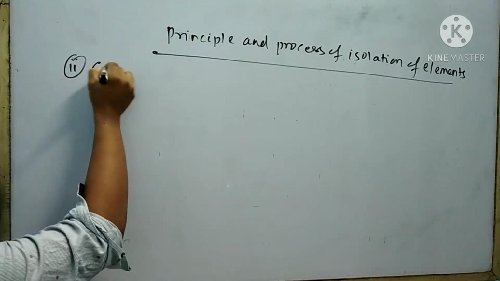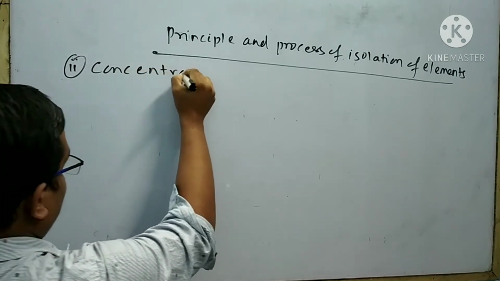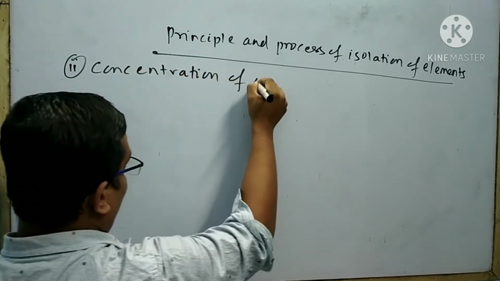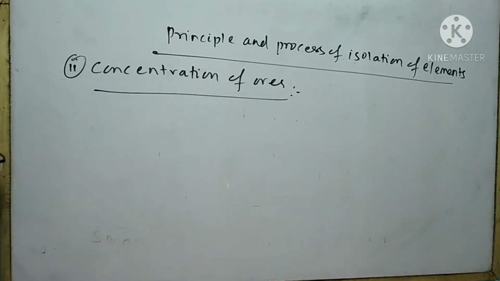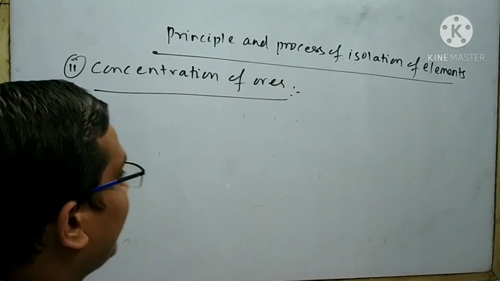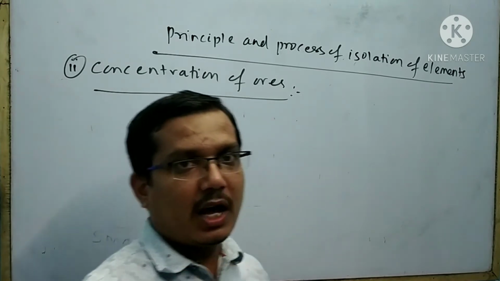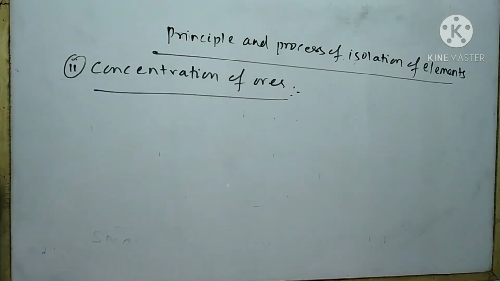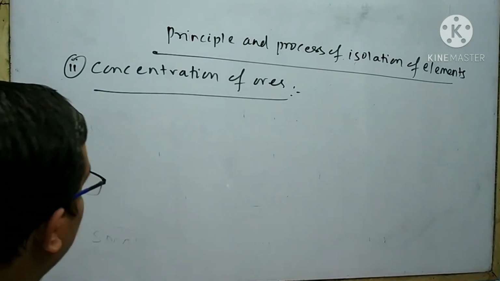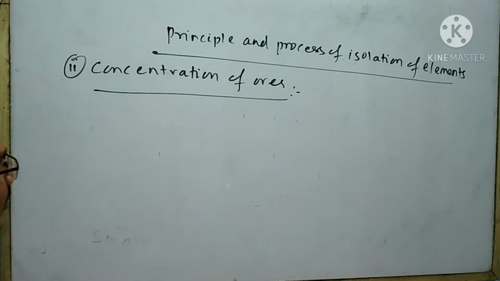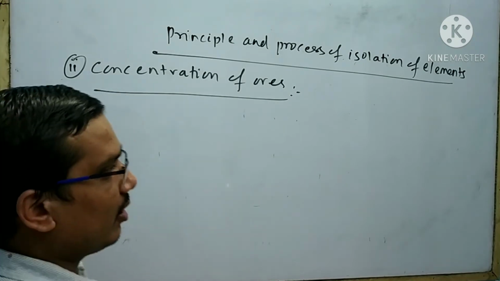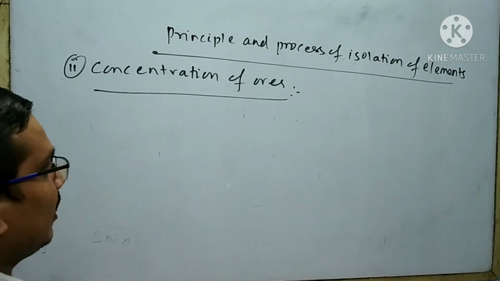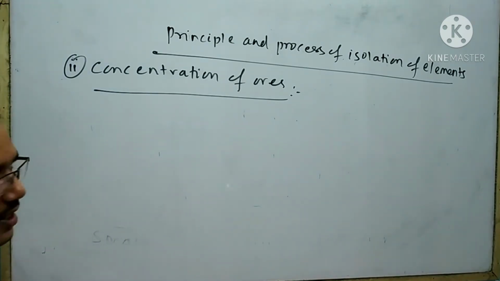Next I will explain about the concentration of ores. The removal of unwanted impurities from the ore is called concentration of ores. The concentration of ores is done by different methods depending upon the nature of the impurities.